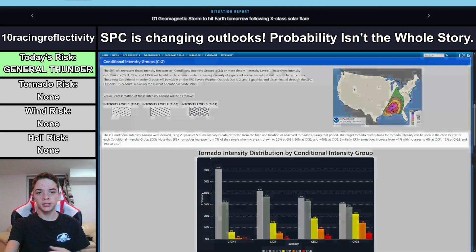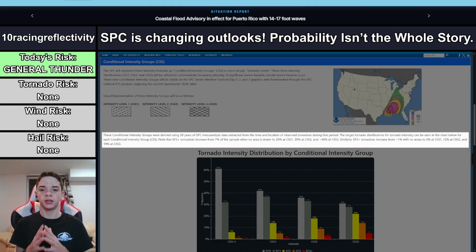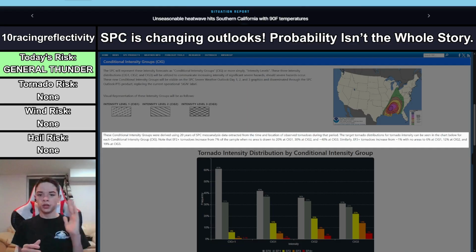Next, the SPC states that these conditional intensity groups were derived using 20 years of SPC mesoanalysis data extracted from the time and location of observed tornadoes during that period. The target tornado distributions for tornado intensity can be seen in the chart below for each conditional intensity group, or CIG. Note that EF2 plus tornadoes increase from 7% of the sample when no area is drawn to 20% at CIG1, 30% at CIG2, and roughly 40% at CIG3.